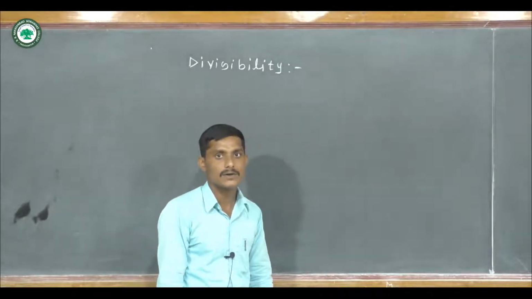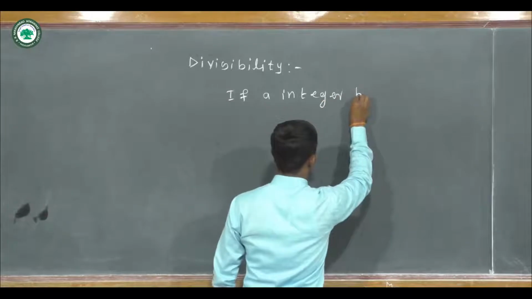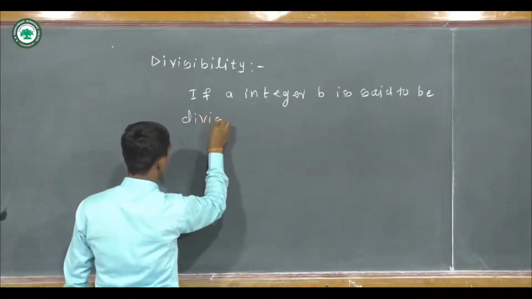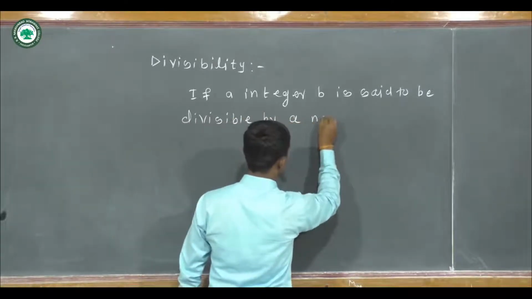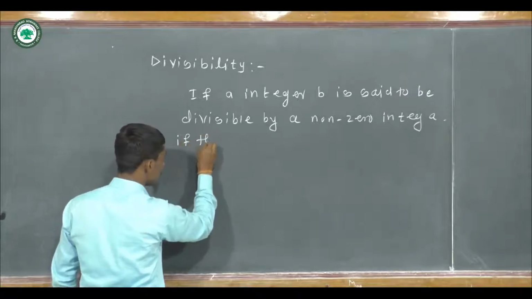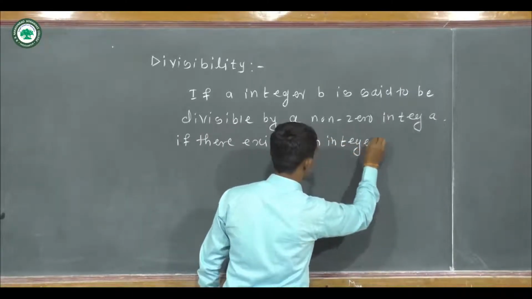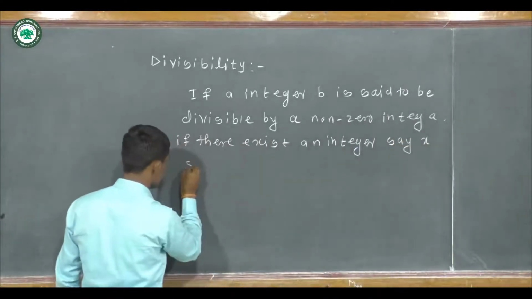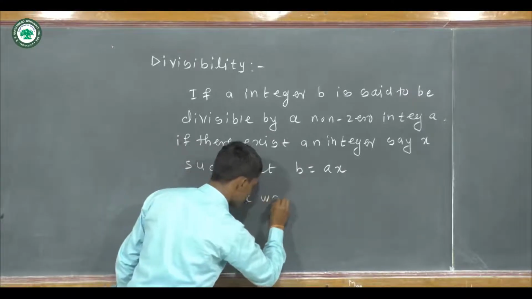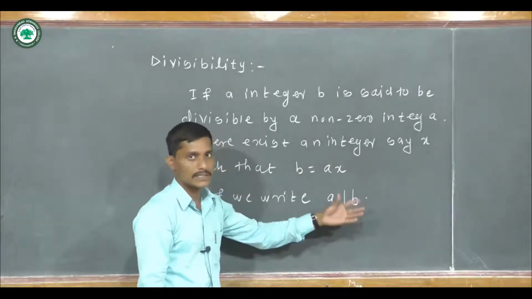First, we will see the definition of divisibility. An integer b is said to be divisible by a non-zero integer a if there exists an integer, say x, such that b is equal to ax, and we write a divides b.